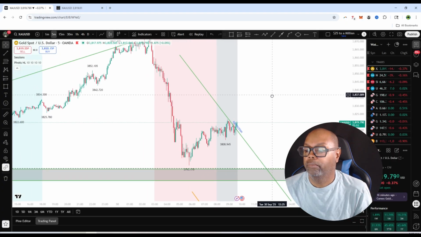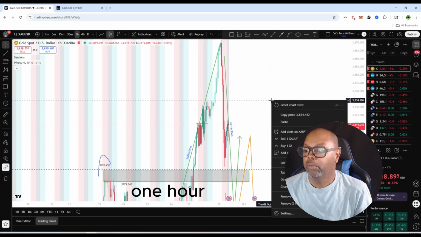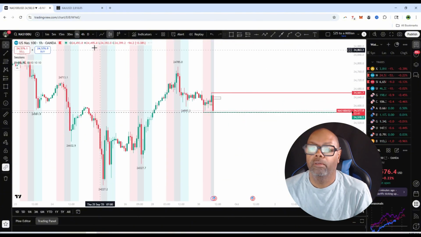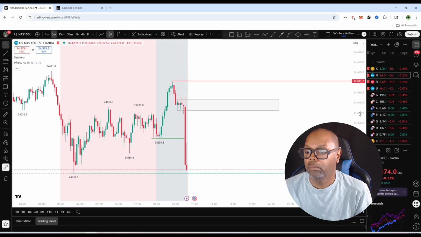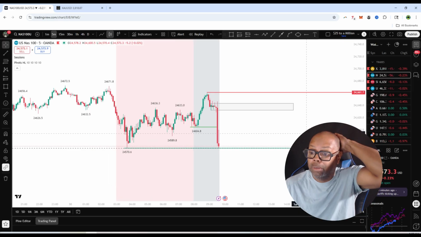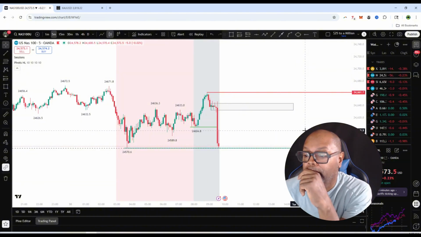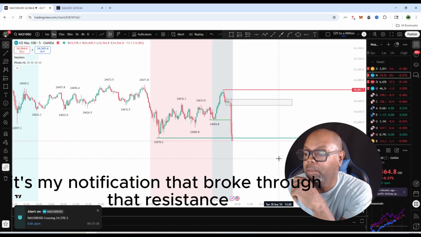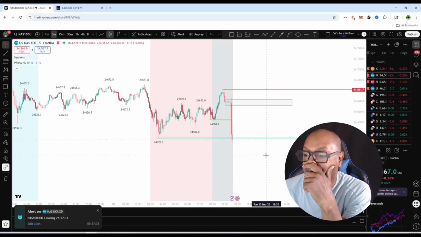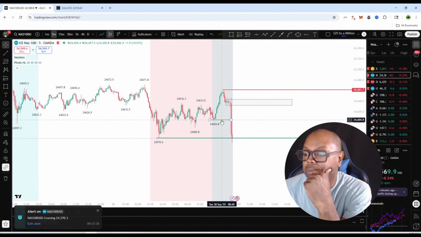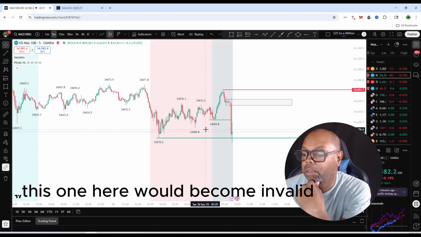Check out gold. 1 hour. Okay. Still climbing there. Hit that resistance. It's my notification that broke through that resistance. All right, so we broke through this structure. So this one here would become invalid. Let's see.